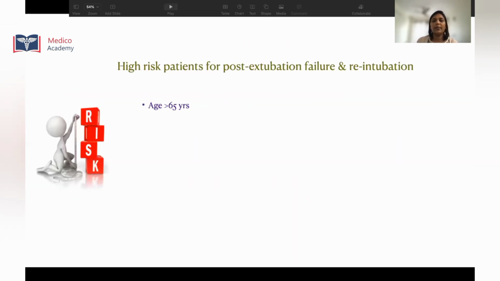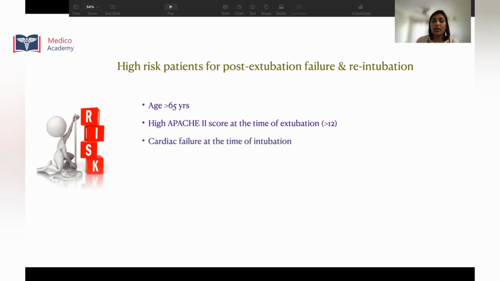So what are the high-risk patients for post-extubation failure and reintubation? One would be elderly, that's age of more than 65 years, a patient who had a poor general condition or a high APACHE II score at the time of extubation, say a score of more than 12, or cardiac failure at the time of intubation. So when you were intubating the patient, if the patient was in cardiac failure, then you should be very careful while extubating. In such patients, it's always better to extubate the patient and put the patient on a non-invasive ventilator and then wean them from non-invasive ventilation.